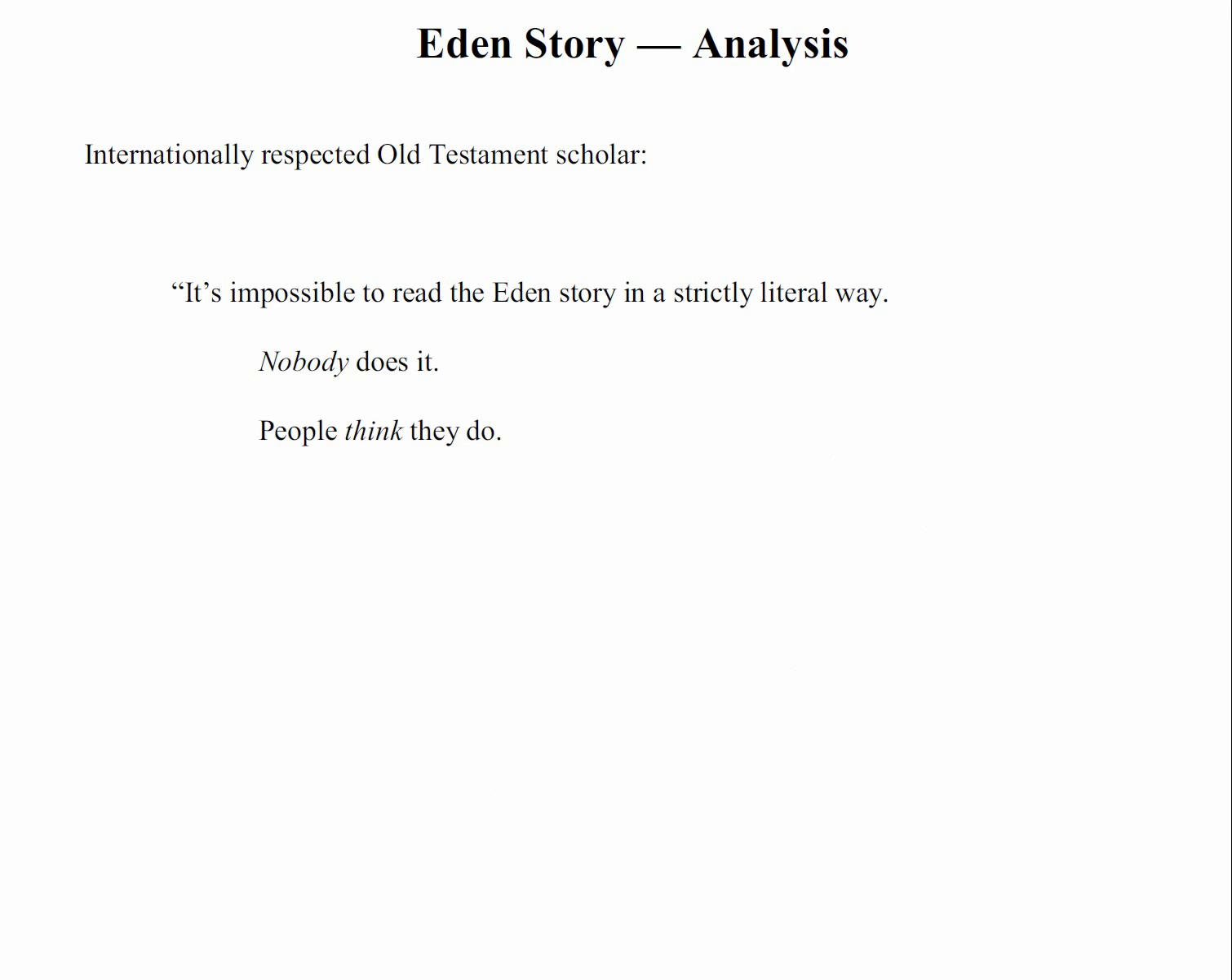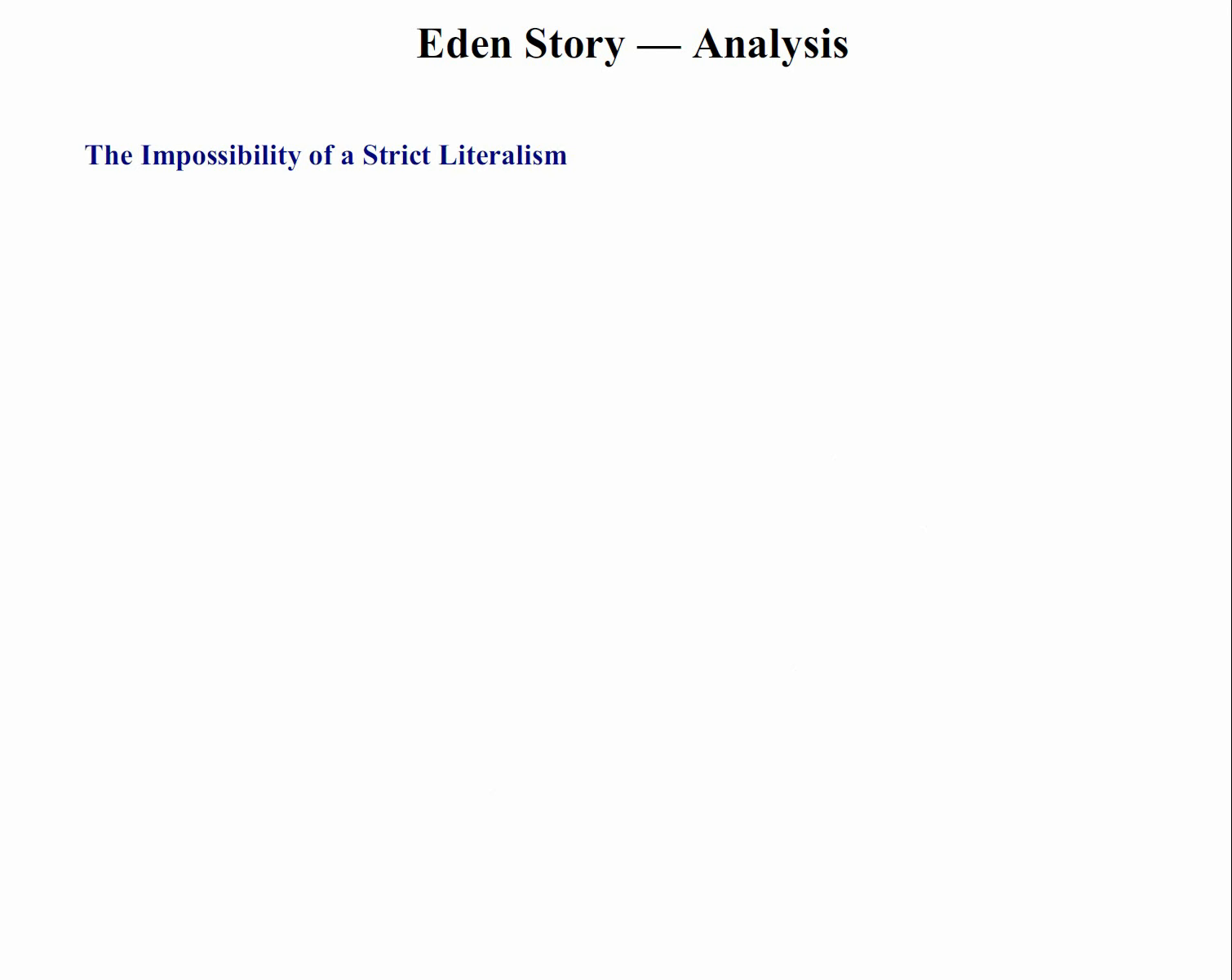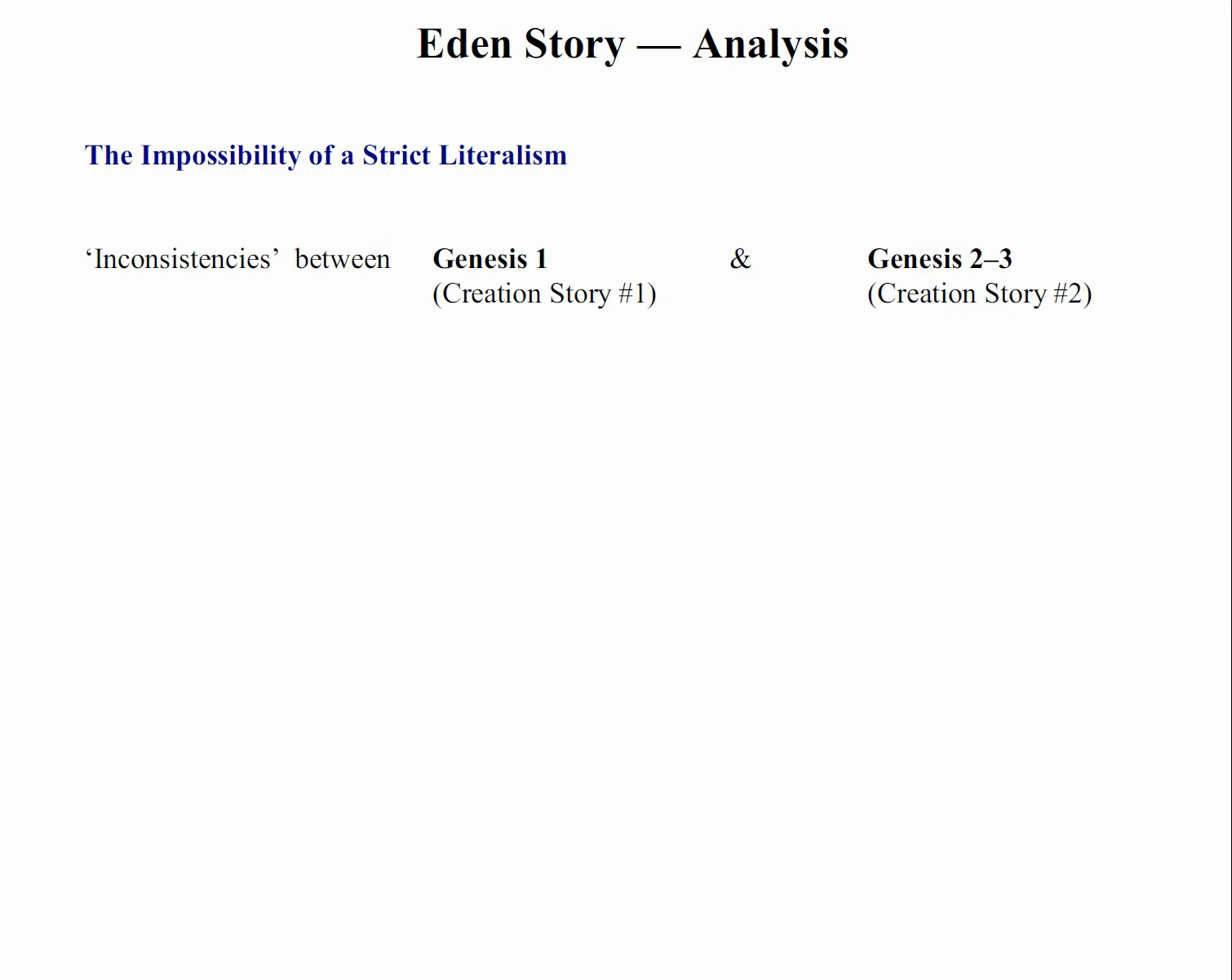Nobody does it. People think they do, and then he added, and they don't like it when I point out otherwise. People think they do, but even those who claim to read the Eden story strictly literally don't. They just don't. It's impossible, he says. And some of the reasons why it's impossible to read the Eden story in a strictly literal way are, if this was a work of modern history, we would say there are "inconsistencies." I'm putting them in quotation marks there because it's not a work of modern history. But there are inconsistencies between the first creation story and the second creation story.